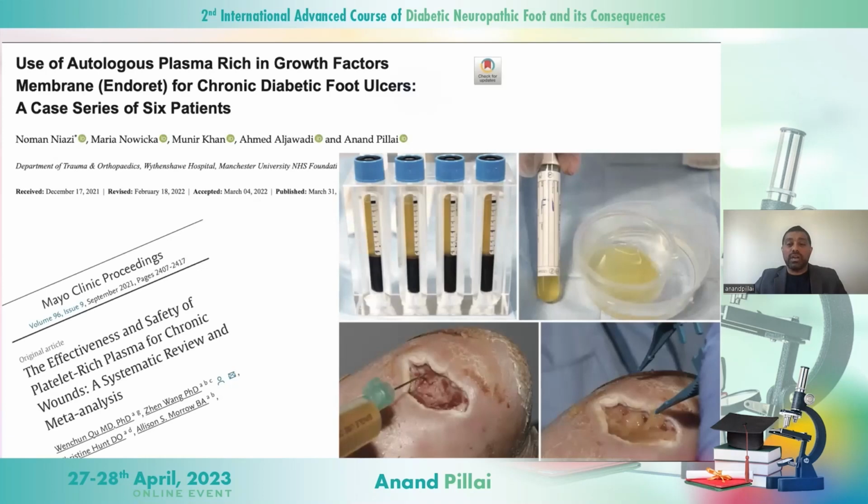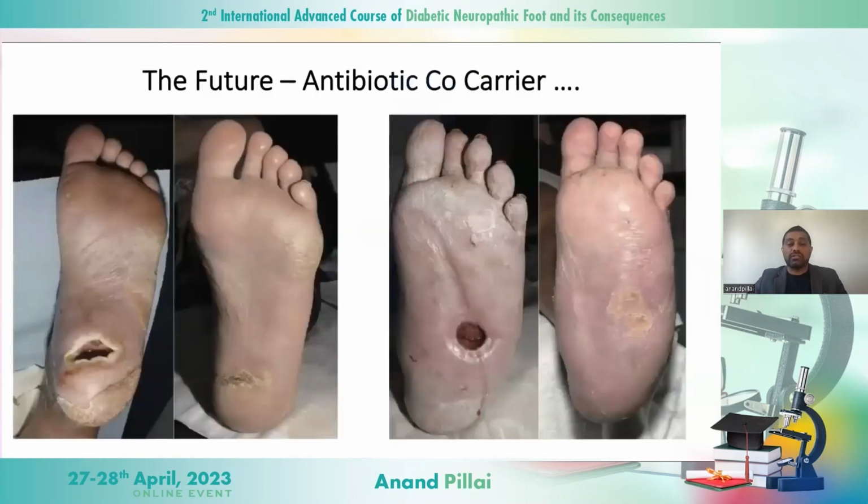The test tubes show the PRP which has been spun down, and the PRP is clotted into almost like a jelly. The PRP clot is now applied over the ulcer itself, with the rest of the platelet-rich plasma being injected into the ulcer. And you can see the transformation over a period of several weeks. These are 2 such patients with healed heel ulcers after application of platelet-rich plasma clots. In future, we think that we may also be able to add antibiotic to platelet-rich plasma, which would be a game changer.